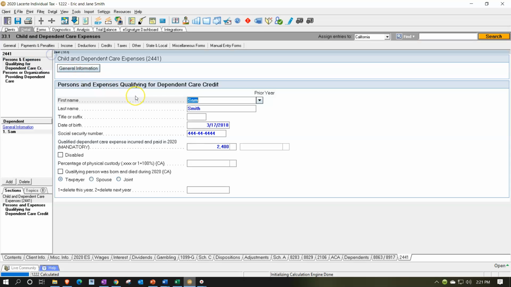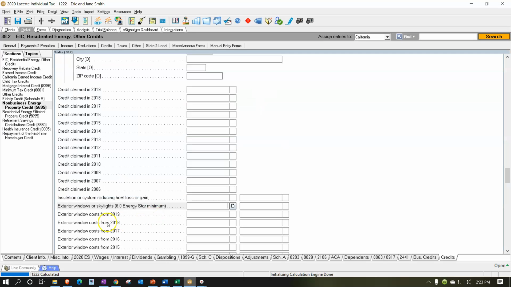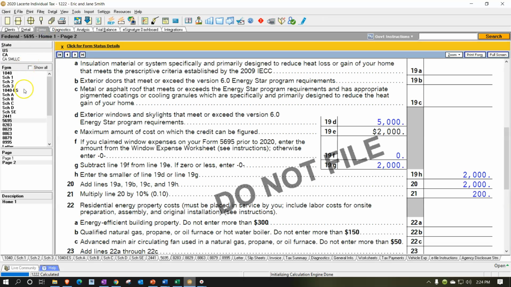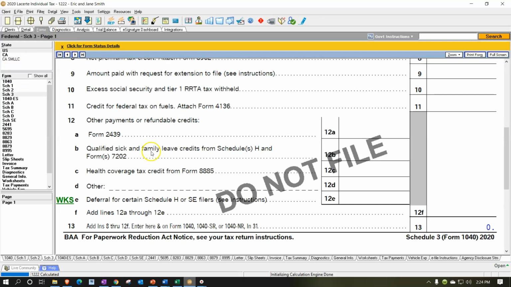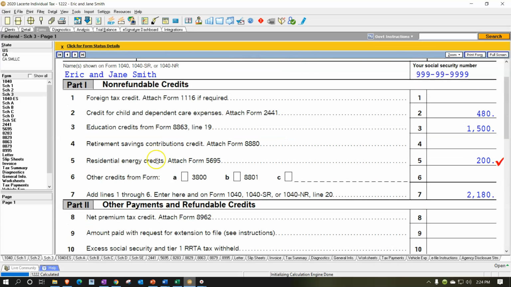So then we're going to go back on over and enter our credit. And we're going to say that we have exterior windows or skylights, and we're just going to say that it costs us $5,000. And then I'm going to pull that back on over. So I'm going to go back to the forms then. And I'm going to say that we were on Schedule 3. So now we're looking at Schedule 3.